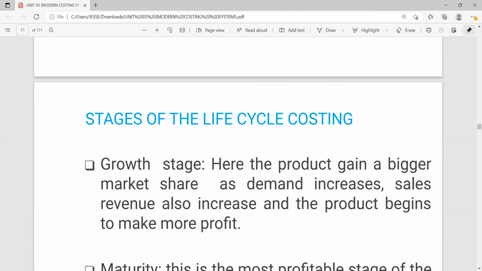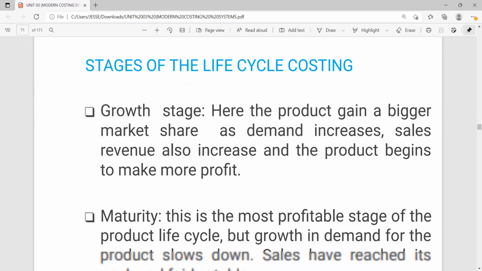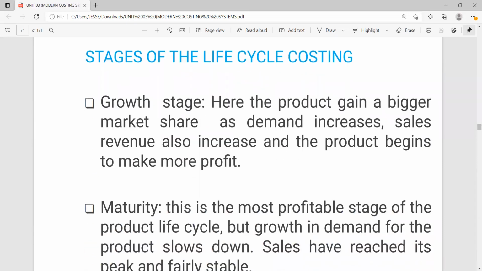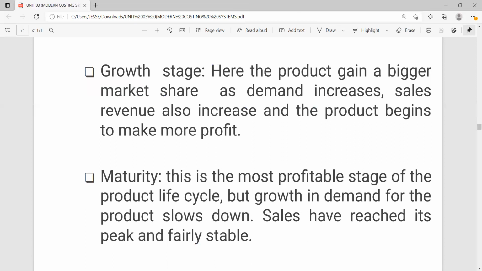Then you have the growth stage, what we call the growth stage. Here, the product gains a bigger market share as demand increases. Sales revenue also increases and the product begins to make more profits. So the work you would have done in the introduction phase by creating awareness will begin to materialize in the growth stage, and you'd see that people begin to get aware of the product. Demand will increase, sales will increase, and therefore profits will begin to come in.